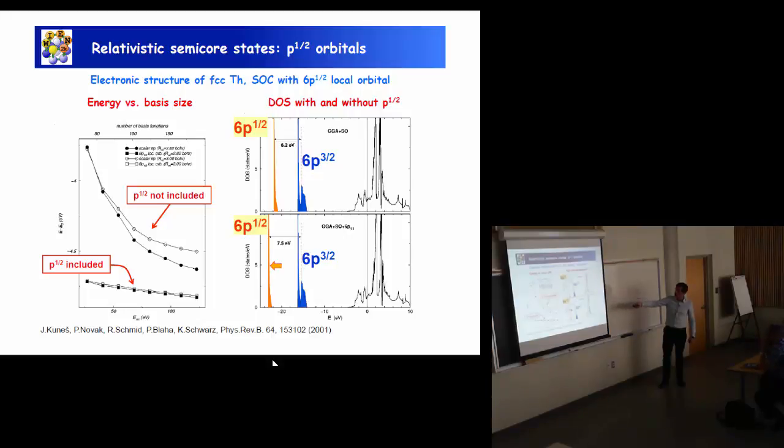And what you see is, in fact, the position of this P1/2 in the density of states, without taking into account the local orbitals and taking them into account. So you see that you have a strong energy difference, 6.2 here, 7.5 here, because, in fact, they are not included in this calculation. So it's really difficult to describe something if you don't have the good basis set. More details, ask an expert.